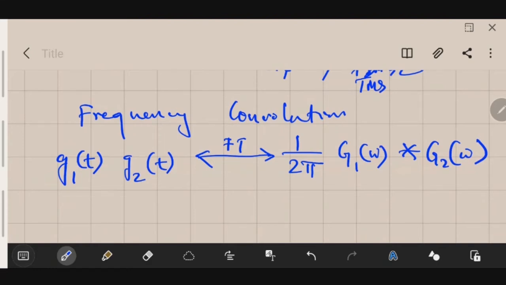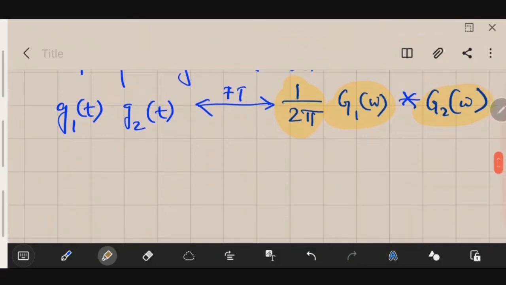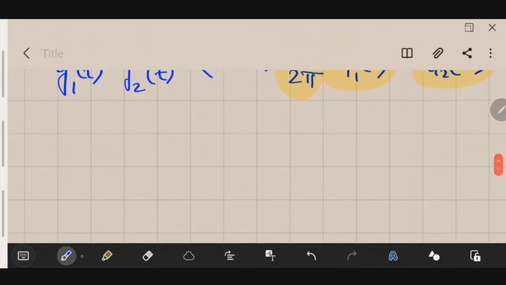Okay, so here it is like this. Remember one more thing: if I had represented g1 of omega and g2 of omega in terms of g1 of f and g2 of f here, then this 1 by 2 pi will not be required. Got it? So now let us try to prove the time convolution property. I will leave it up to you to prove the frequency convolution property. You will do it yourself. So let us prove the time convolution property.